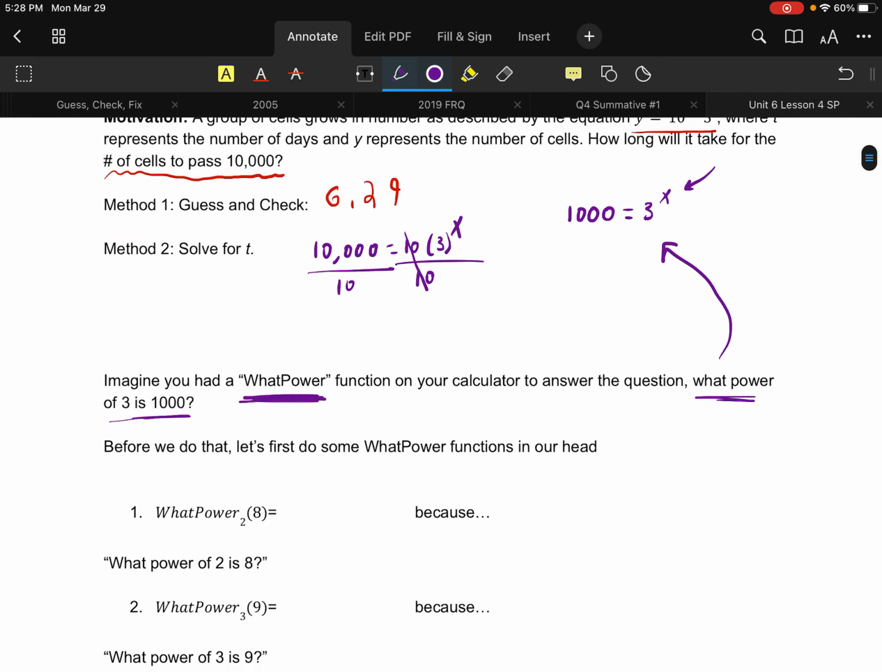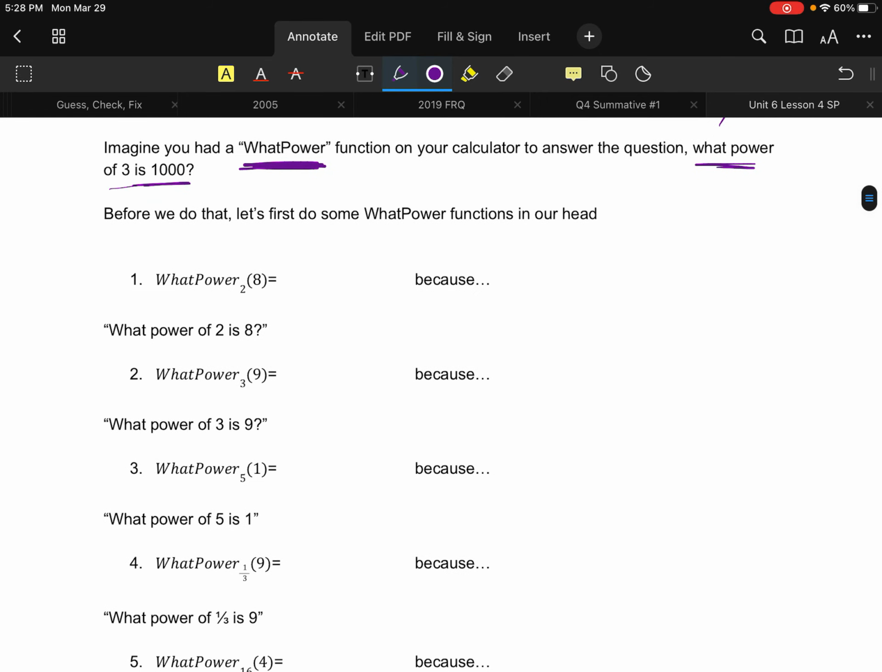So first, let's think about some "what power" functions we could do in our head. I'm going to read this out loud. The way it's read out loud is: what power of 2 is 8? And the answer here is 3, because 2 to the third power is 8. And we can make up a whole bunch of these equations, but I want you to really take note of this form, because I'm trying to ease us into the form. This says: what power of 3 is 9? The answer is 2, because 3 squared equals 9. And we can keep going. What power of 5 is 1? It's 0, because anything, including 5 to the 0 power, is 1.